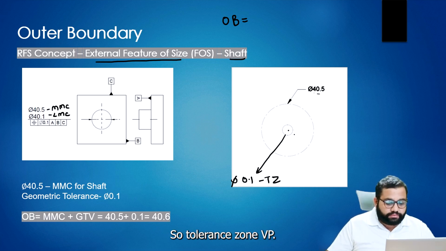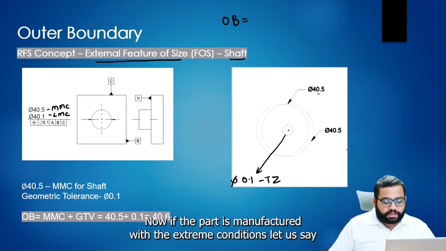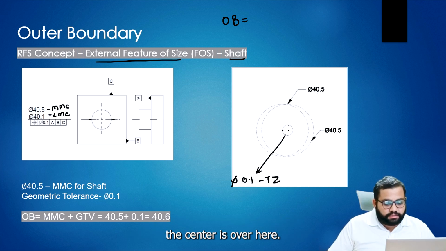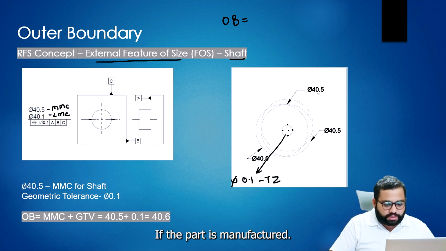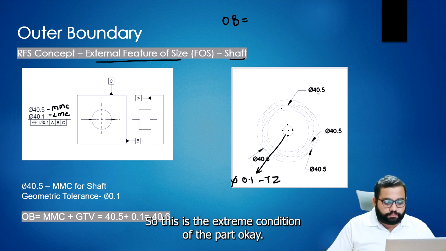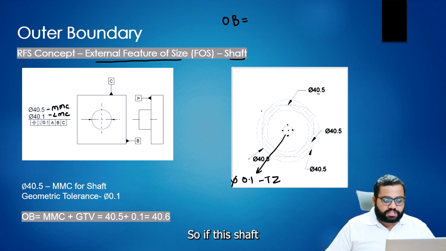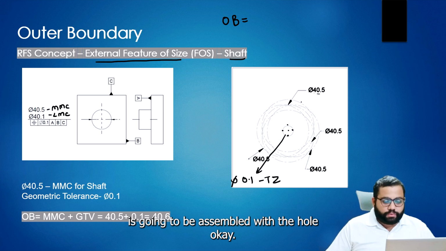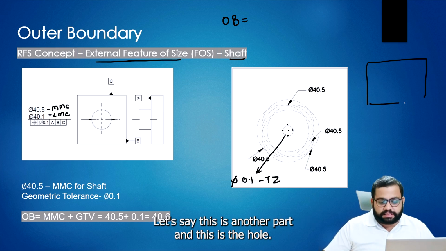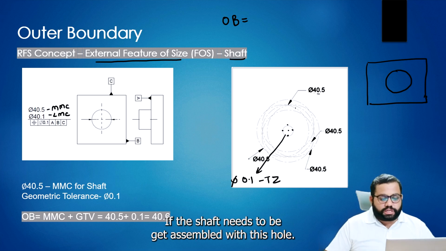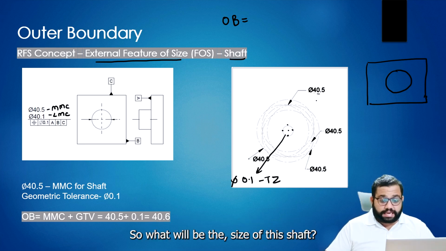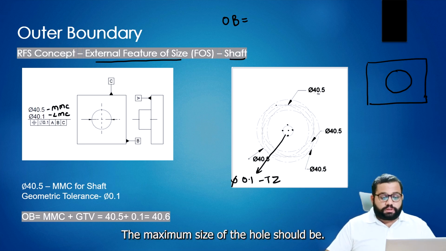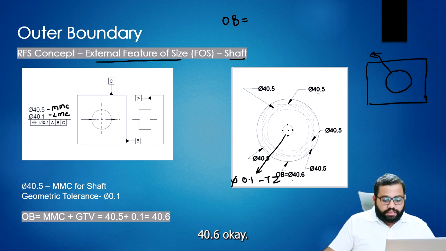So we have the tolerance zone. Now, if the part is manufactured with the extreme conditions, let's say the center is over here, here, here and here, this is the extreme condition of the part. If this shaft is going to be assembled with a hole, let's say this is another part and this is the hole, what will be the size of this hole? The maximum size of the shaft should be 40.6.